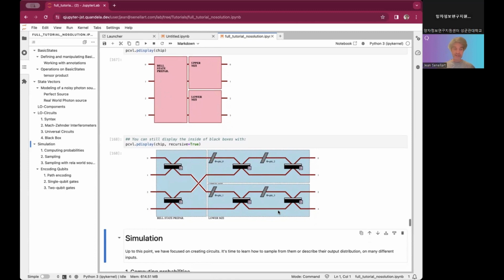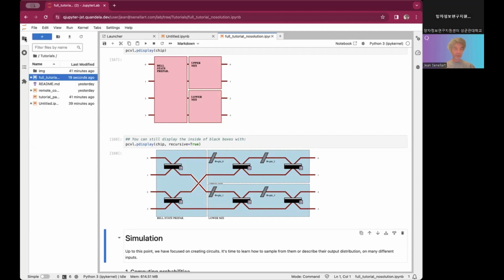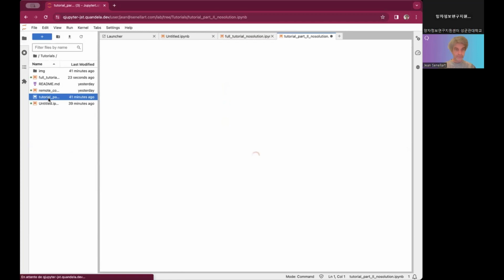Okay, that's everything you need to know to build circuits. Now we'll move to the second tutorial where we'll show how we can make simulation, and then we'll go to the cloud and how to connect to the cloud and run circuits on the cloud. So for that, please open the tutorial part 2.